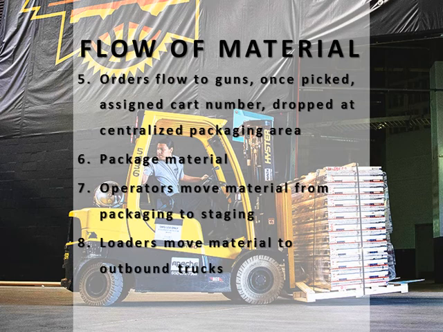Orders will flow to the guns, and once they are picked, they will be assigned a cart number and will be dropped at a centralized packaging area. This is known as select order. Packagers package the material. This is known as packaging. An operator will then move the material from the packaging area into staging. This is known as shagging. Loaders move material from the inside staging area and outside staging area onto outbound trucks.